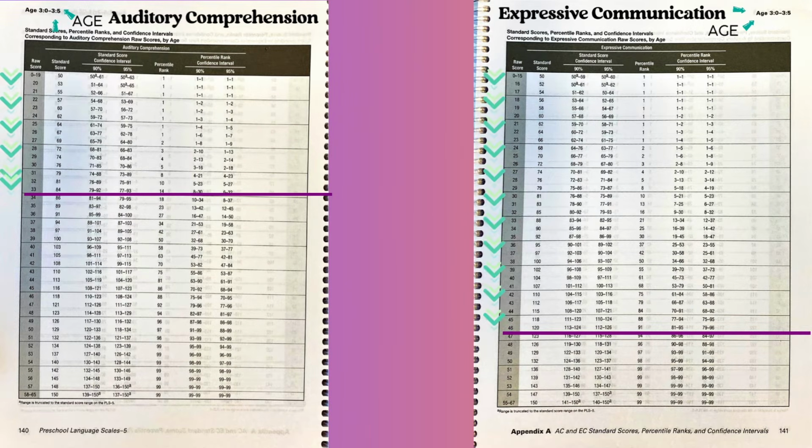So we're going to do the same thing with expressive communication. So our expressive communication raw score was 46. So we're going to go all the way down to 46 over to the standard score, which is 120. We're going to pick our confidence interval. I'm going to do 90% again, and then I'm also going to write down the percentile rank. And you can also include the percentile rank confidence intervals if you would like.